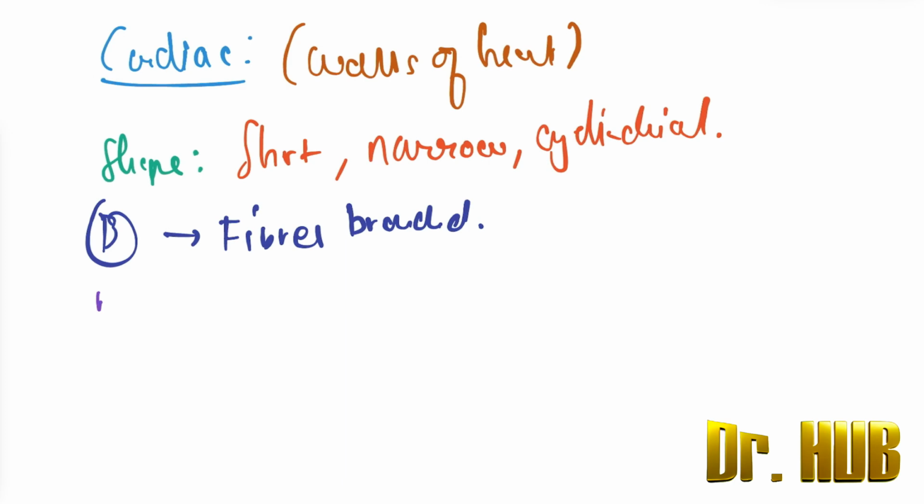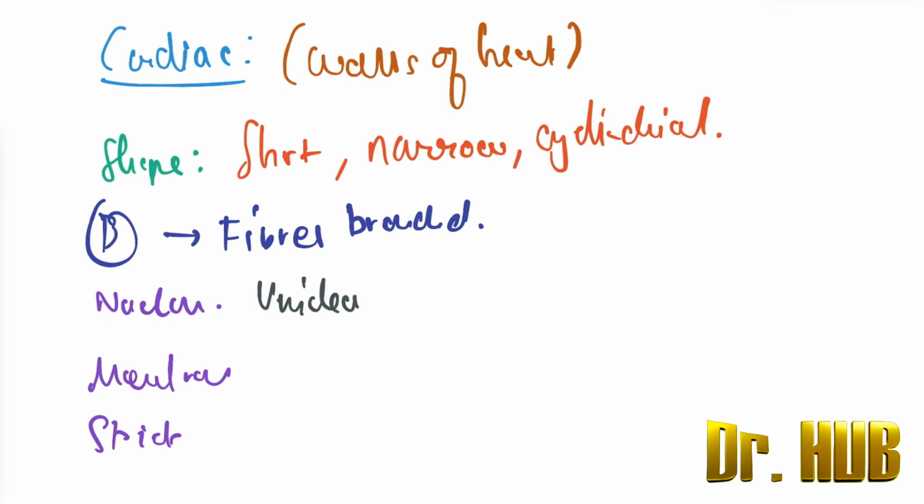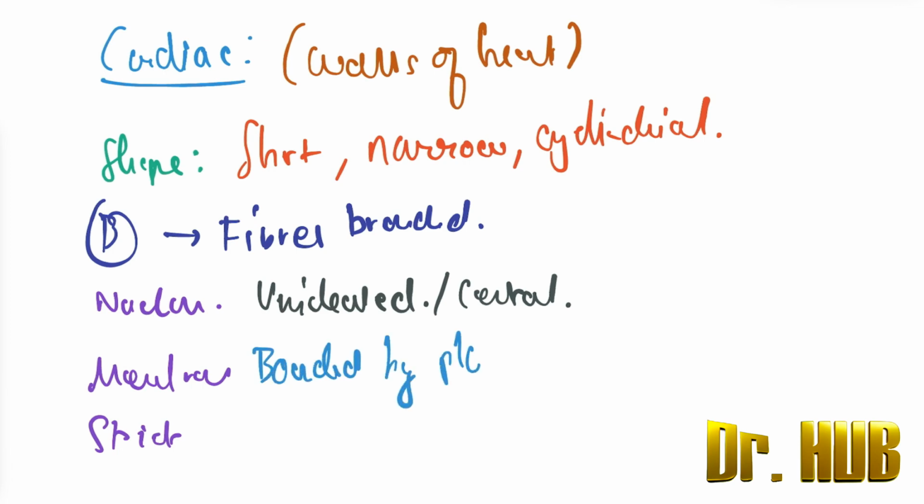Next, we are going to look at the nucleus, membrane and the striations. So in terms of the nucleus, it is uninucleated and it is present centrally. So how is the membrane? The membrane is bounded by the plasma lemma.